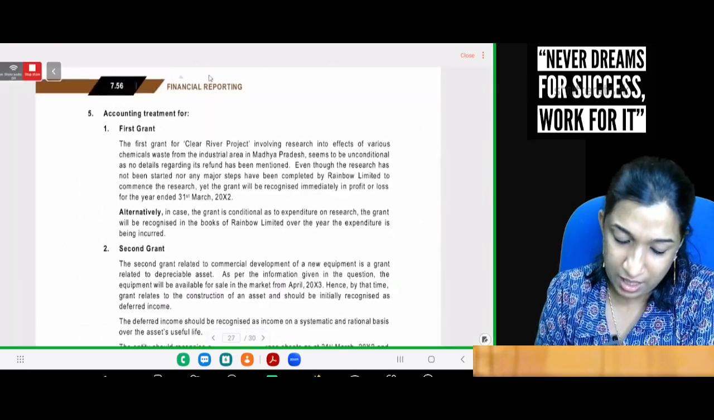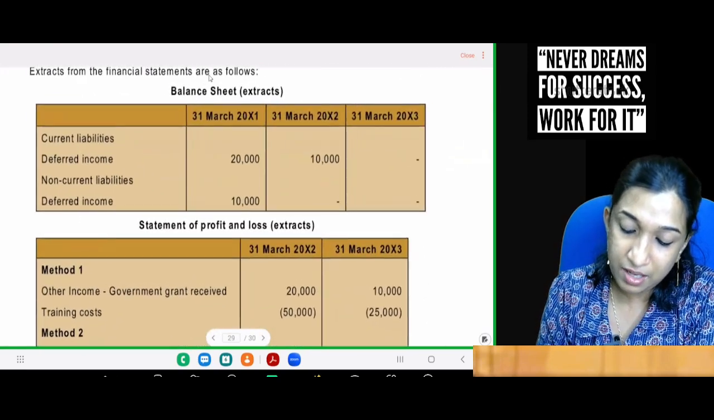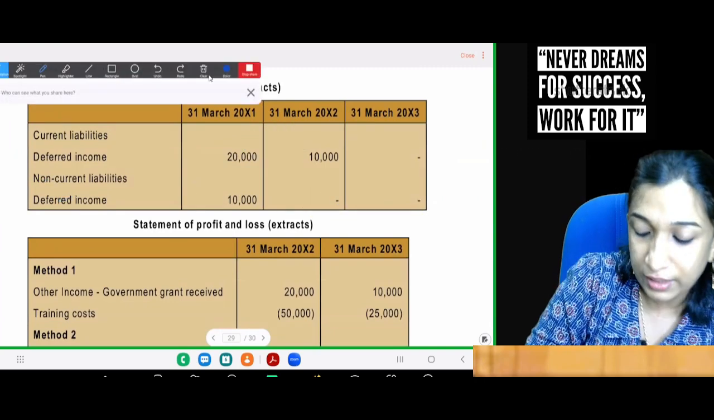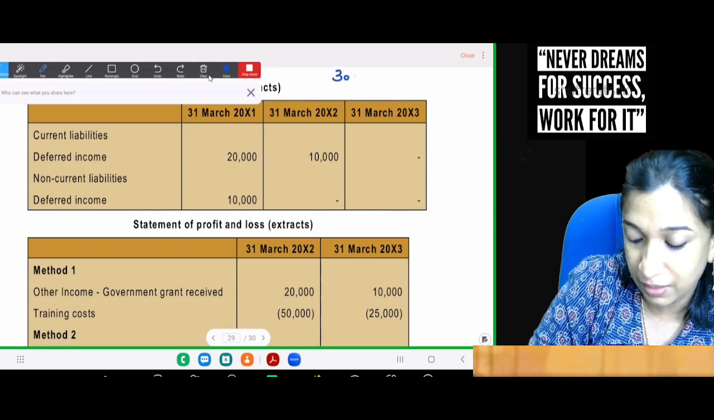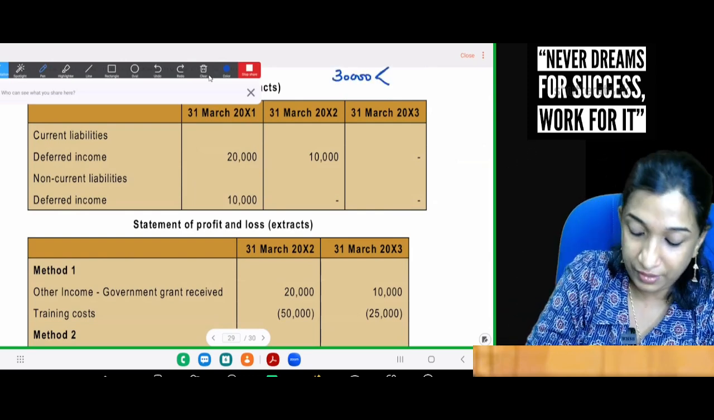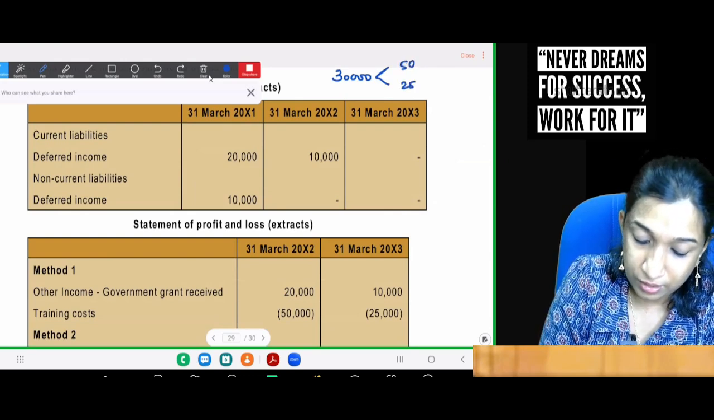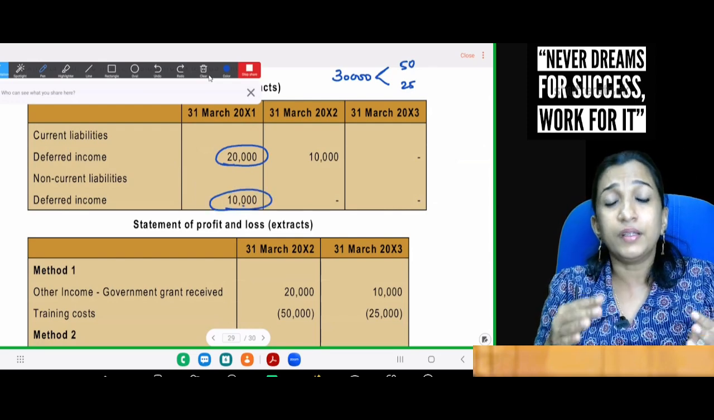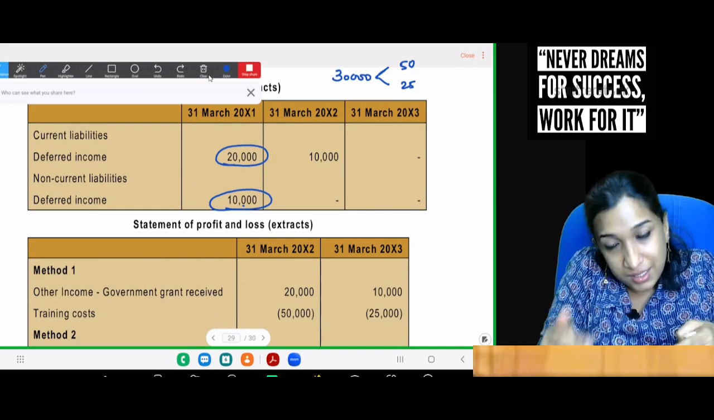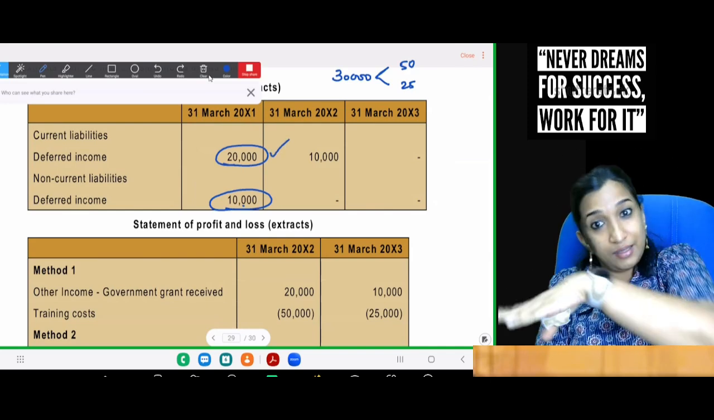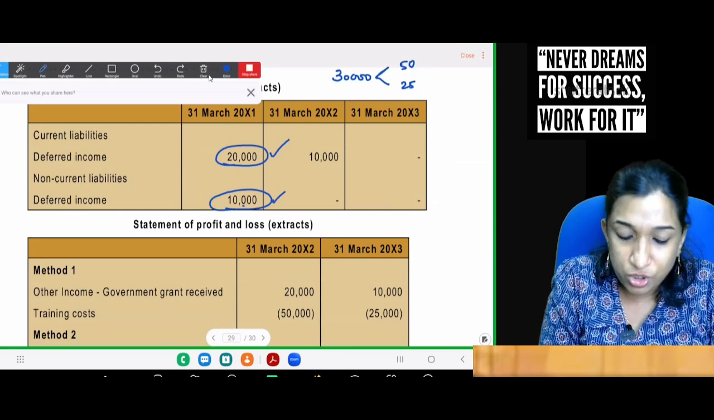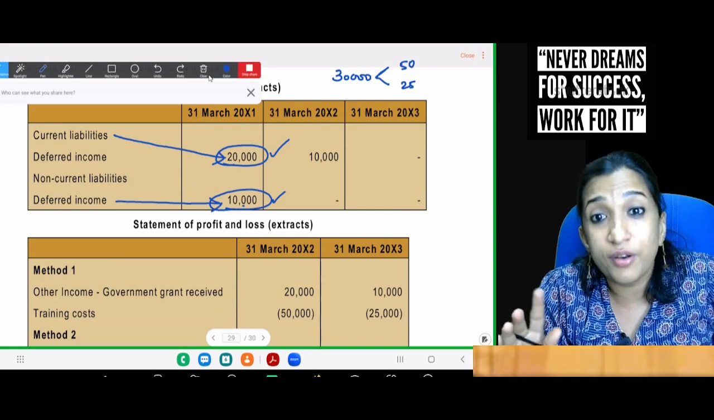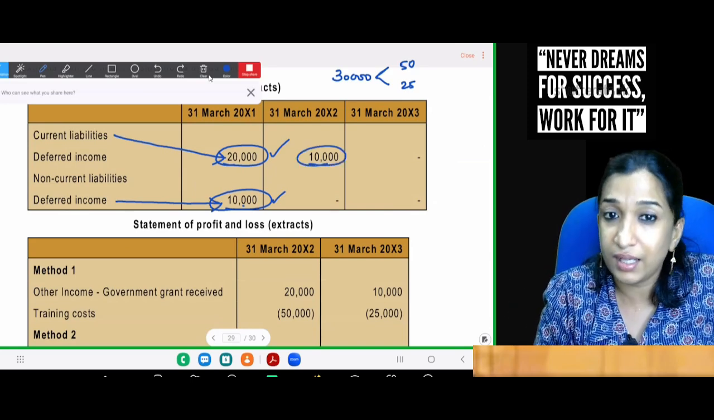So let's quickly discuss the answer. On 31st March 2011, we know that this grant received, 30,000, will be amortized in the ratio of 50 to 25. So the current liability is 20,000 and the non-current liability is 10,000. Upon receipt, next year you will recognize 20,000 as income and the second year you will recognize 10,000 as income. So it will be shown as current liabilities and non-current liabilities. And the next year, 20,000 already recognized as income, so 10,000 will be other current liabilities.